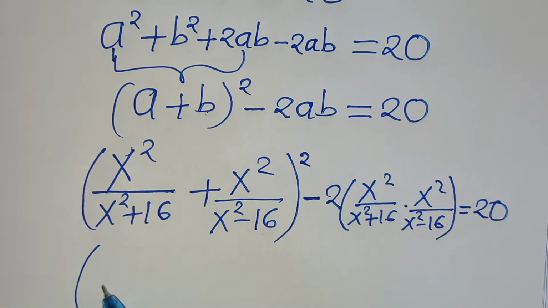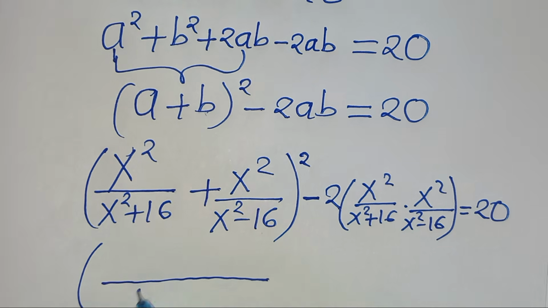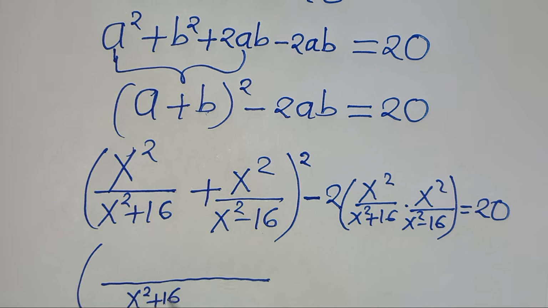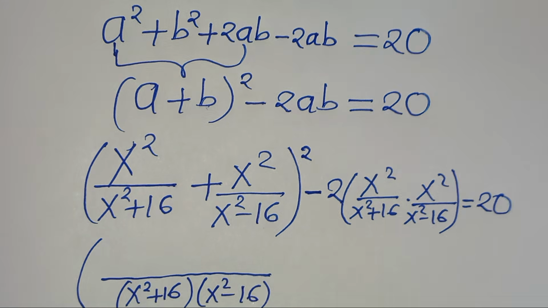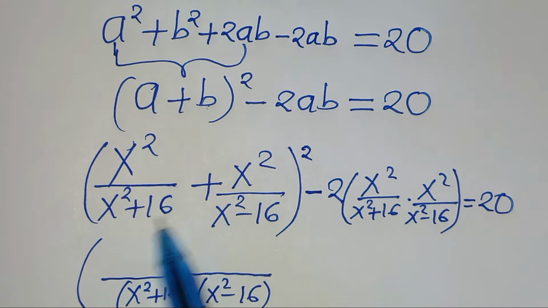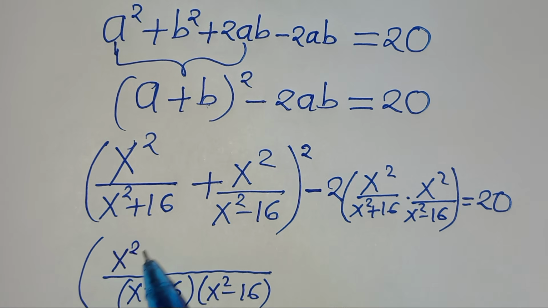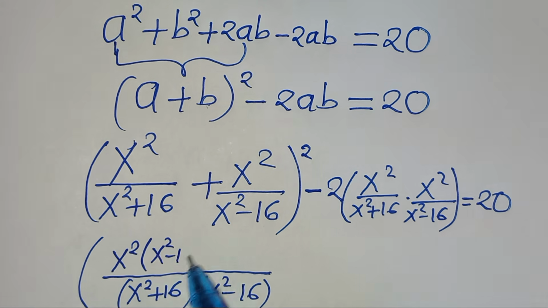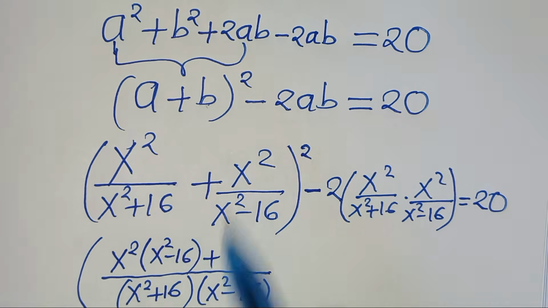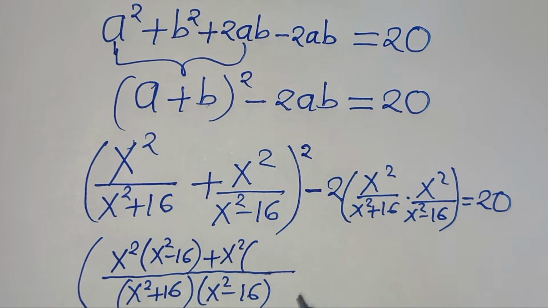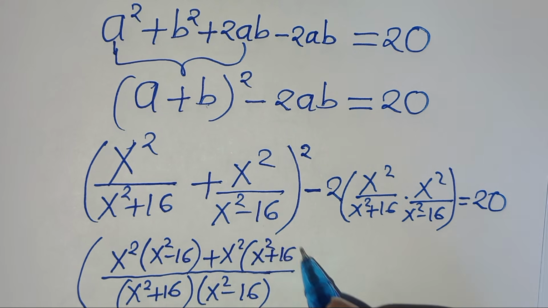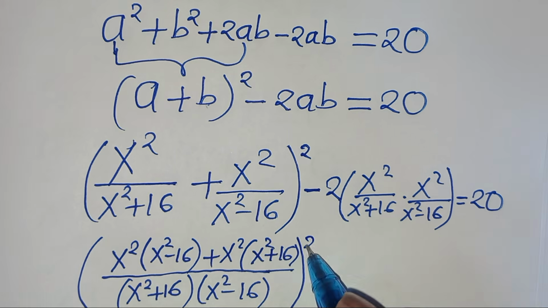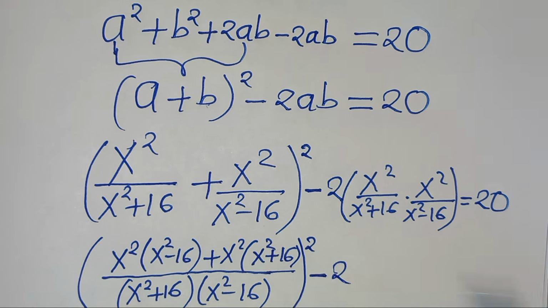Now here we have the LCM, which is x squared plus 16 multiplied by x squared minus 16. So x squared plus 16, x squared minus 16 divided by this. So here we have x squared multiplied by x squared minus 16 plus x squared multiplied by x squared plus 16, all divided by x squared plus 16, x squared minus 16, raised to the power of 2, subtract 2.